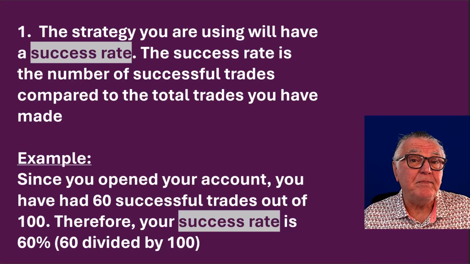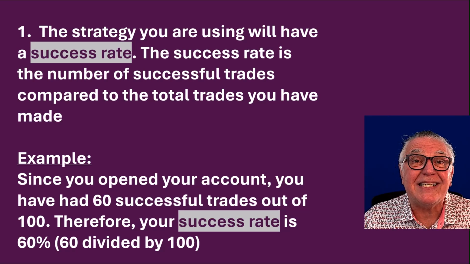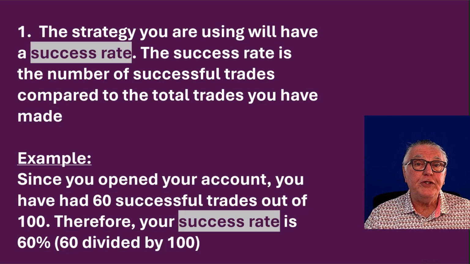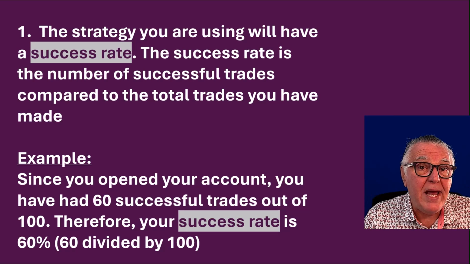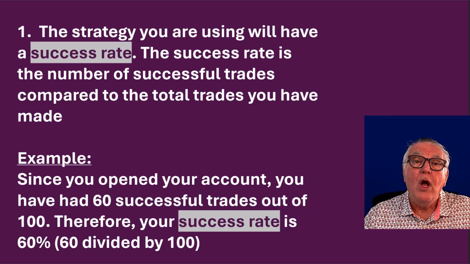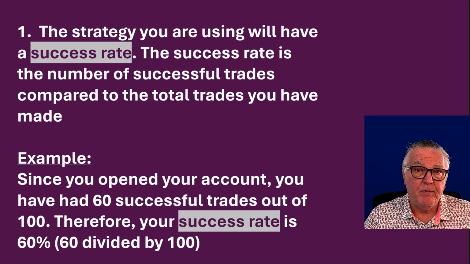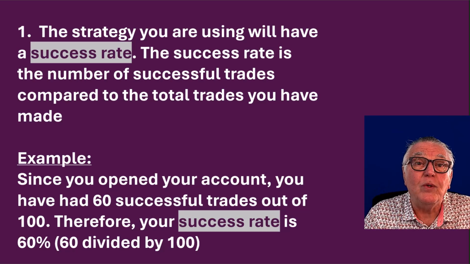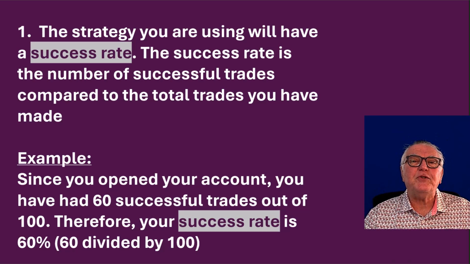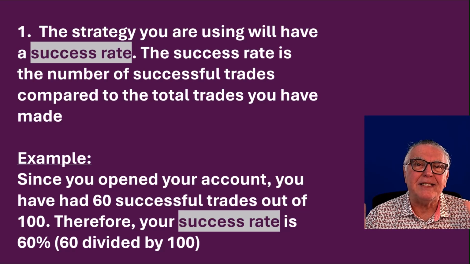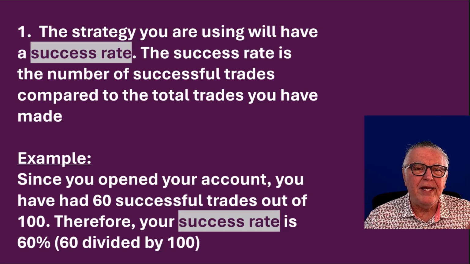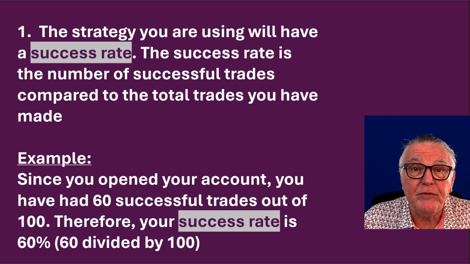And the first item that you need to look at is the success rate that you are achieving either with your manual trading process or with your robot trading process. And the first item is your success rate. Now the success rate is very easy. It's the number of successful trades that you make compared to the total number of trades that you make.